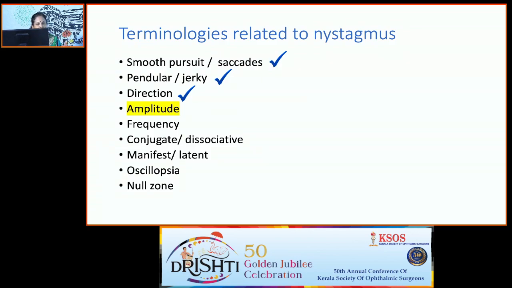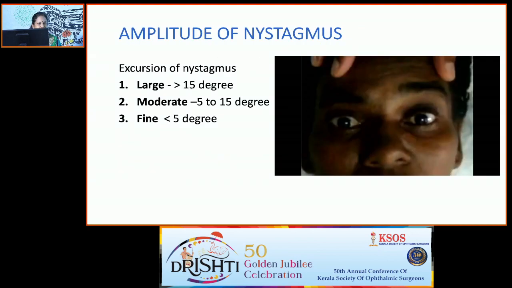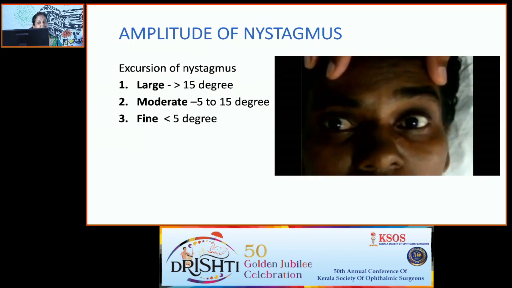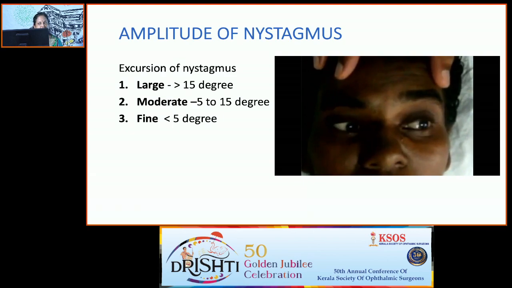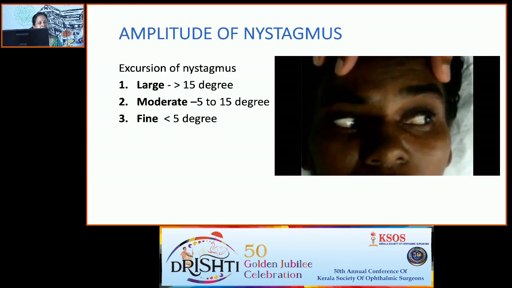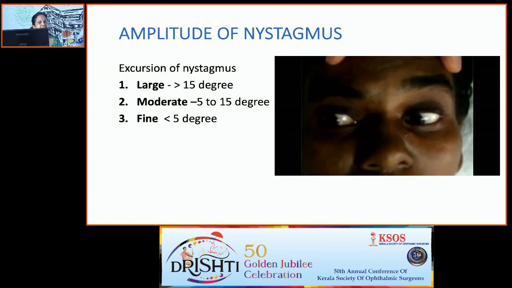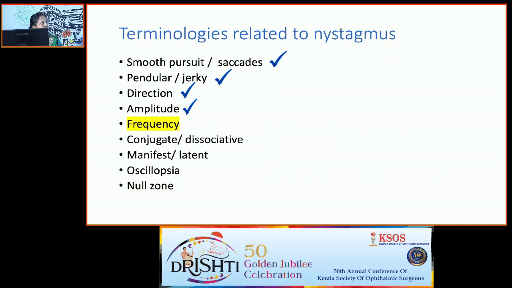So now coming to amplitude of nystagmus. What do you mean by amplitude? Amplitude is the excursion of nystagmus. How much the eye moves. See, this is a large movement, more than 15 degrees. So that is a large nystagmus. And moderate means 5 to 15 degrees. And here you can see fine nystagmus, just less than 5 degrees. So this is a fine nystagmus in one direction.